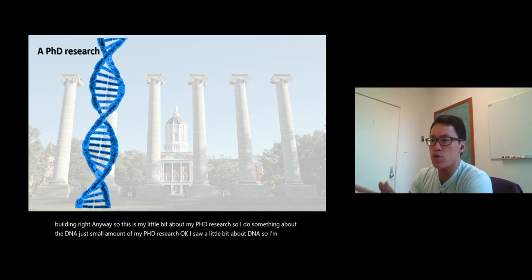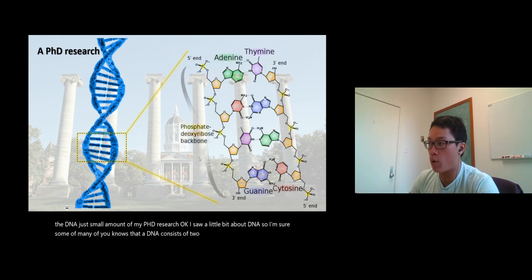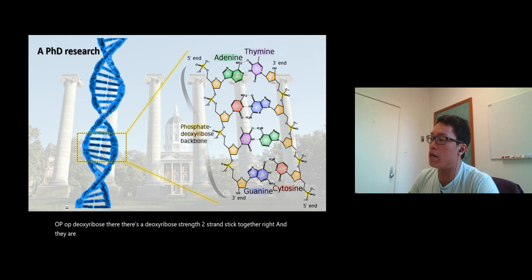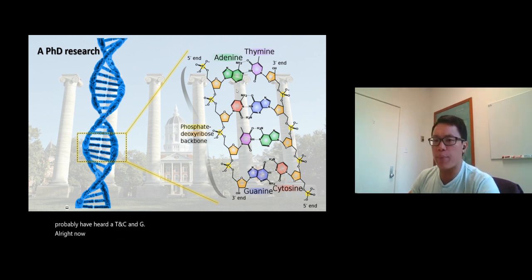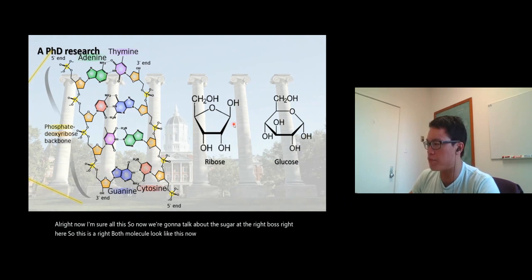I'm sure many of you know that DNA consists of 2 strands of deoxyribose. The 2 strands stick together because of interactions between 2 nucleobases. You probably have heard of A, T, C and G. Now we're going to talk about the sugar, the ribose right here. This is a ribose molecule. It's not glucose, though. Glucose is a 6-membered ring, and ribose is a 5-membered ring.